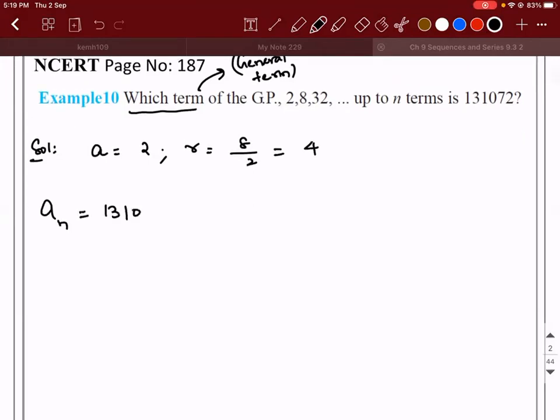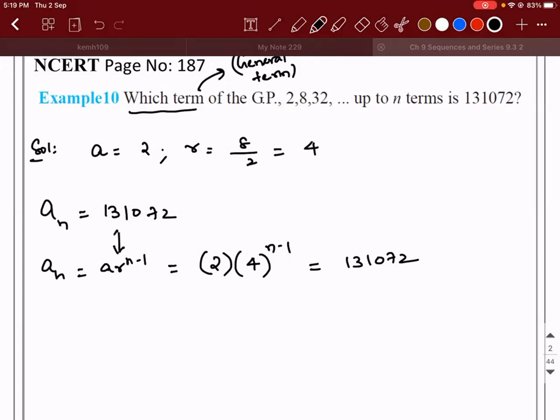AN is equal to 131072. But what is the formula? AN is equal to A into R power n minus 1. So A is 2, R is 4, power n minus 1 is 131072. Right? I hope you understood. I directly wrote it. These two are supposed to be equal. Now our job is to find the value of n.